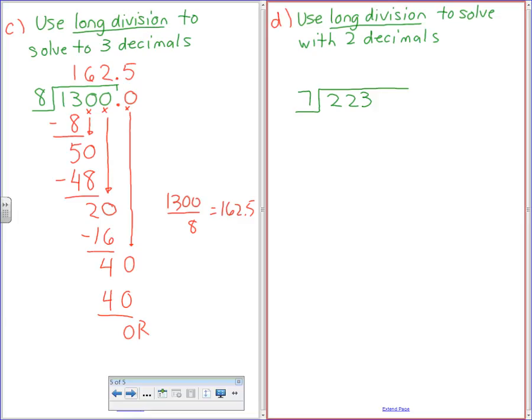I said go to 2 decimal places, please, because there will be a remainder at the end for this one.